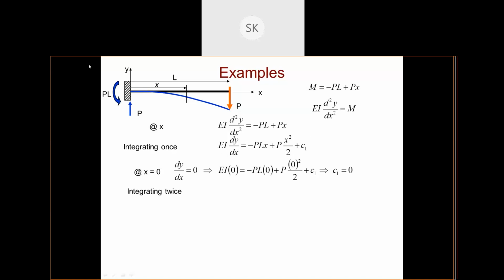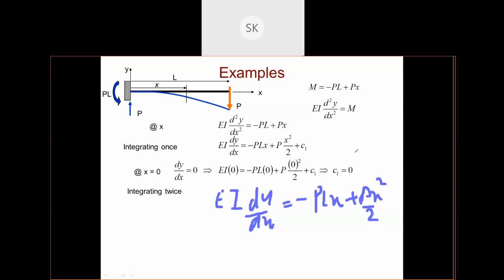So my equation for the slope becomes EI dy by dx equals minus PLx plus Px square by 2. So this is my slope equation.